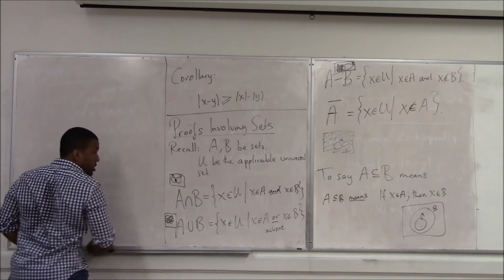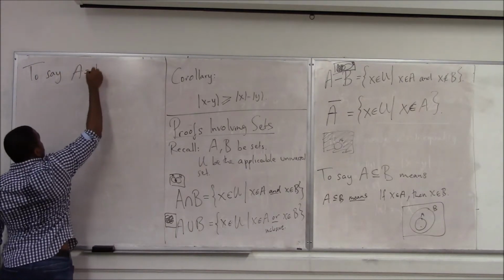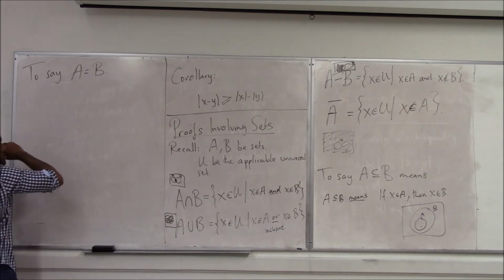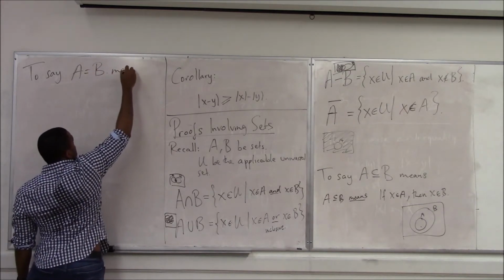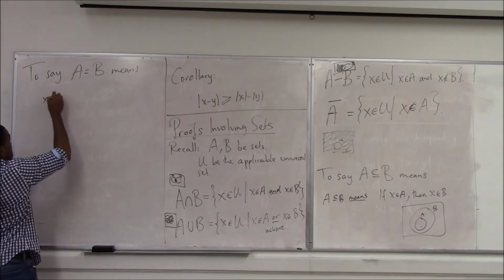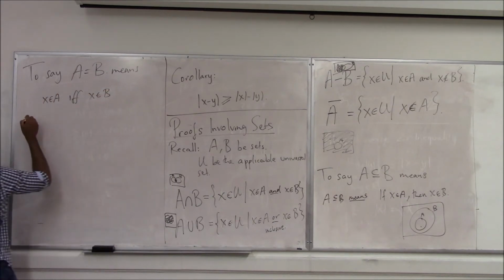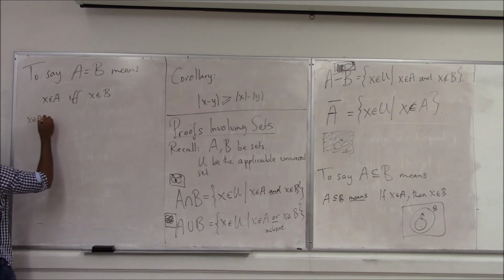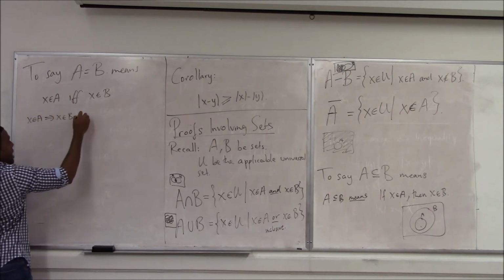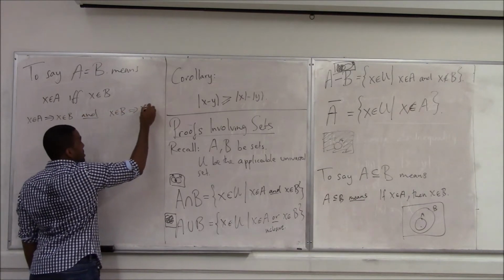Okay, so now let me introduce the other one. To say A is equal to B, what are you saying? Yeah? x is an element of A if and only if x is an element of B. Right. In other words, that means x is in A implies that x is in B, and to break it down, x is in B implies that x is in A.